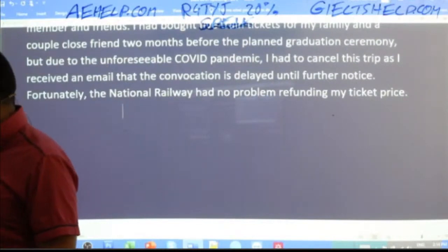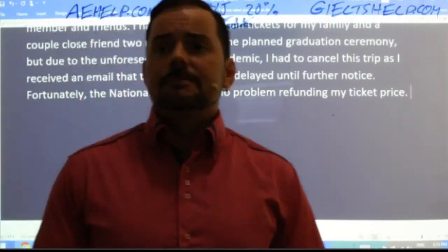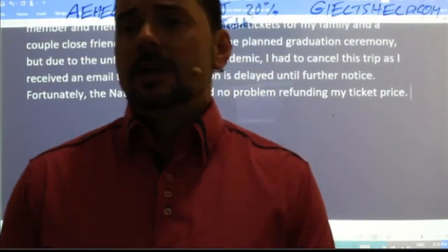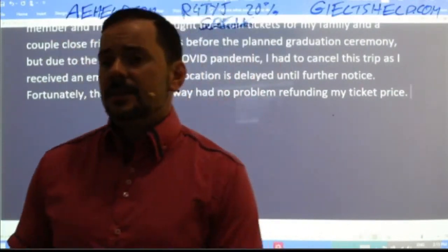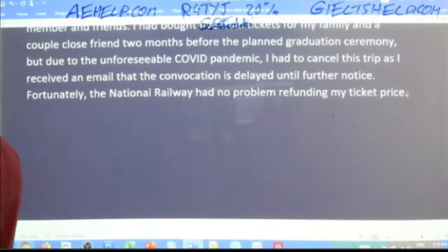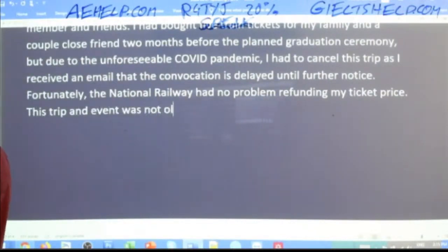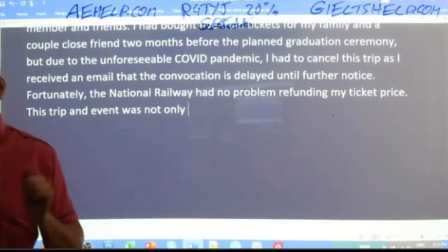So Abhishek says, it was not only important to me because of 4 years of hard work in engineering, but also my family was waiting for this day. They were proud of me as I was graduating with distinction. So this trip and event was not only, and notice how I threw in that trip to reflect the card again.